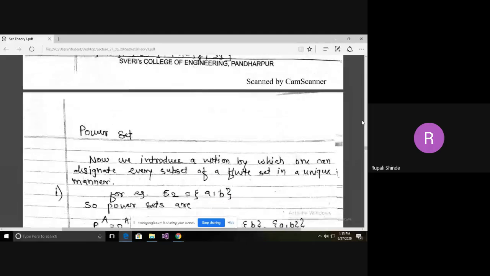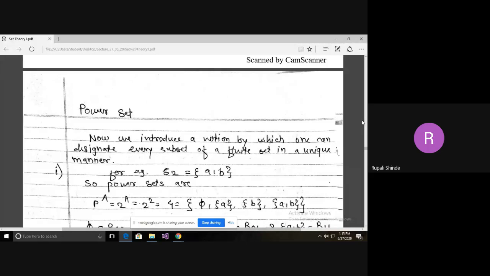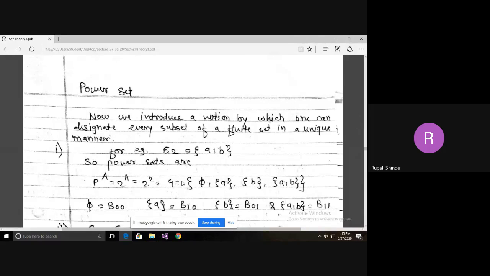Now in this lecture we are going to see what the power set is and how we can introduce a notation to denote a power set. Here one example is given. Suppose set S2 is given, containing two elements A and B. Now we have to give a representation for each and every element of this power set. First we have to find out how many elements would be there in the power set of S2.